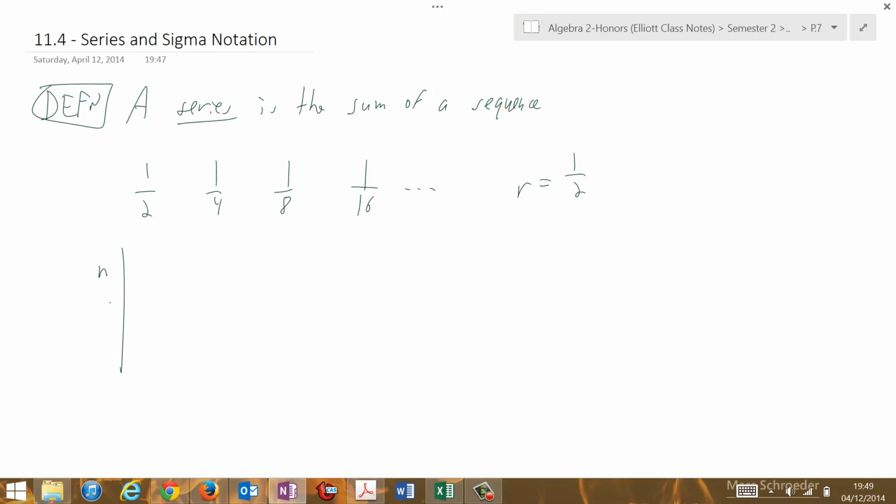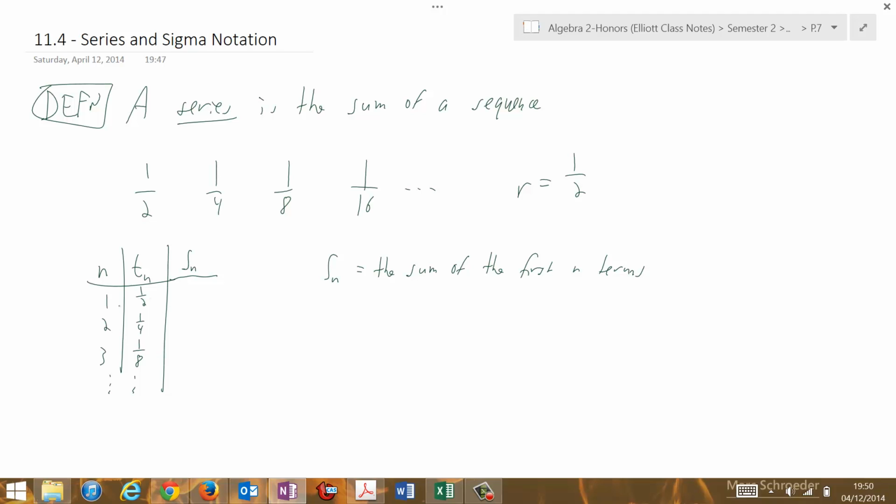And if I make an n, t of n chart, when n is 1, t of n is 1/2, when n is 2, t of n is 1/4, when n is 3, t of n is 1/8, and so on. I'm actually going to create another column, and I'm going to call that S of n, capital S of n. And S of n is going to be defined as the sum of the first n terms.